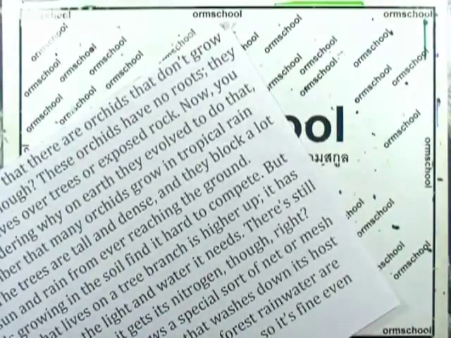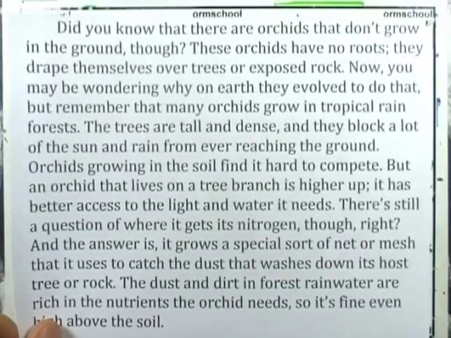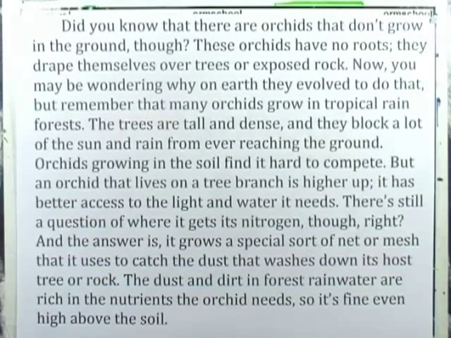Did you know that there are orchids that don't grow in the ground, though? These orchids have no roots. They drape themselves over trees or exposed rock. Now, you may be wondering why on earth they evolved to do that, but remember that many orchids grow in tropical rainforests. The trees are tall and dense, and they block a lot of the sun and rain from ever reaching the ground. Orchids growing in the soil find it hard to compete.